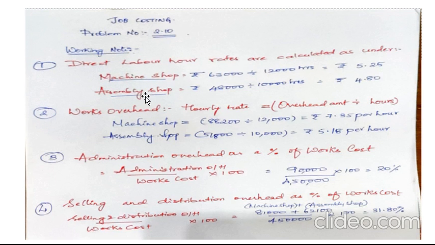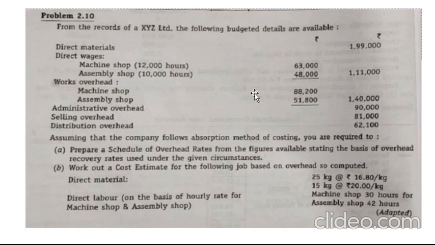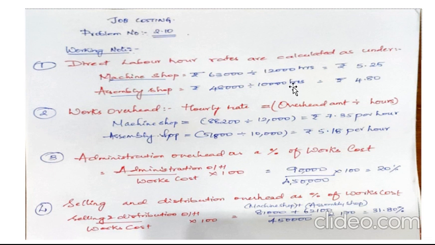The same thing is applicable for assembly shop. For assembly shop, the rate is 48,000 for 10,000 hours. Then for 1 hour how much is it? So 48,000 divided by 10,000 hours will give you 4.80. So it is rupees 4.80 for 1 hour. So this rate can be considered for calculation of direct labor.